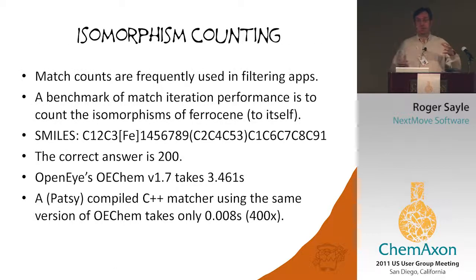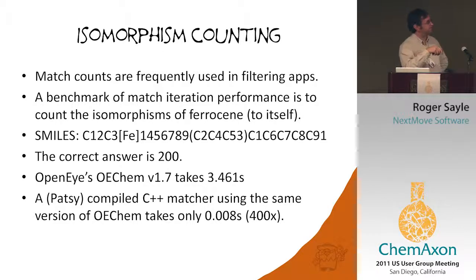One of the advantages of this processing or compilation step is the number of optimizations and transformations that can go underneath the surface. It turns out the resulting code, when it's doing all sorts of interesting backtracking and matching, can take advantage of the types of chemistries going on. A good benchmark for match iteration performance is to compare the isomorphisms of ferrocene to itself. So given a SMILES string such as this, you say, well, when I match it against myself, how many ways are there of doing it? And of course, there are 200 different isomorphisms matching ferrocene to itself.